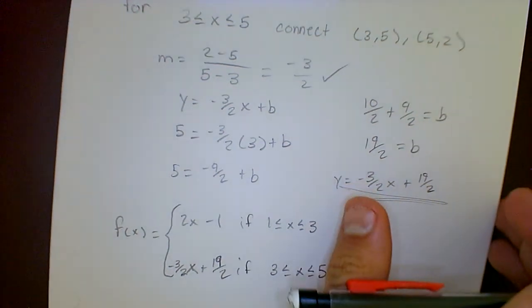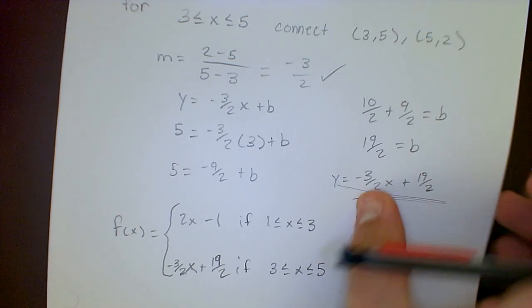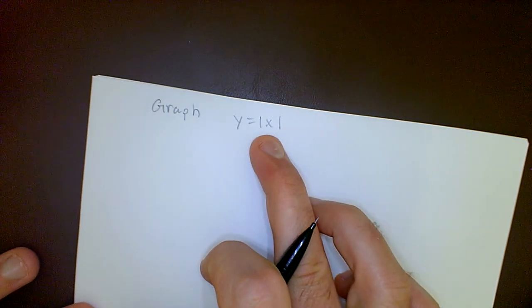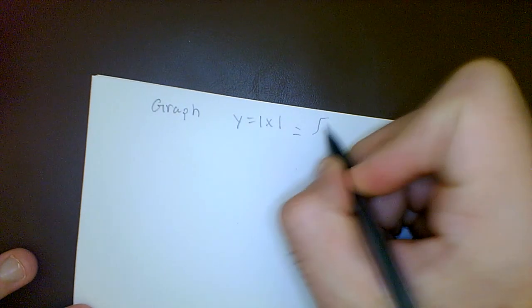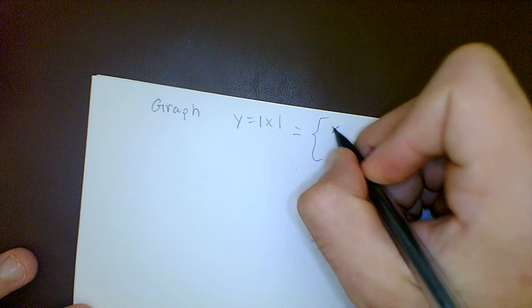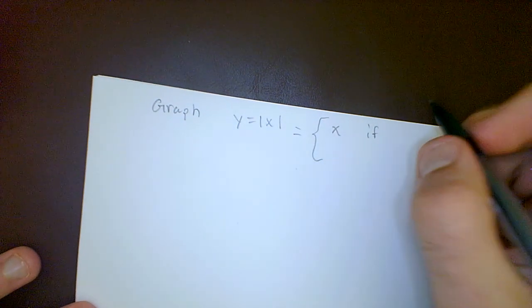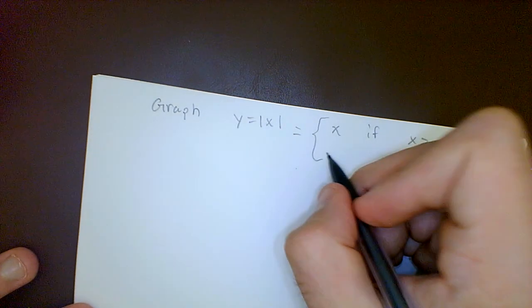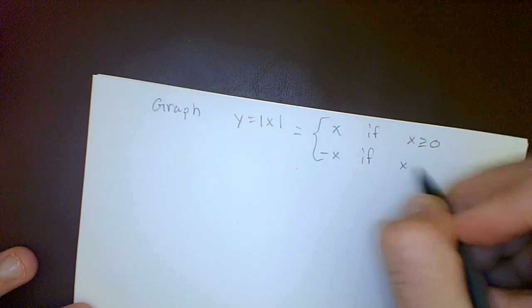So the last one with the piecewise function is actually a function you've seen before, but you might not have thought it was a piecewise function. They want you to graph y equals the absolute value of x. So another way to write the absolute value of x is as a piecewise function. It's x if x is positive or 0, and negative x if x is negative.